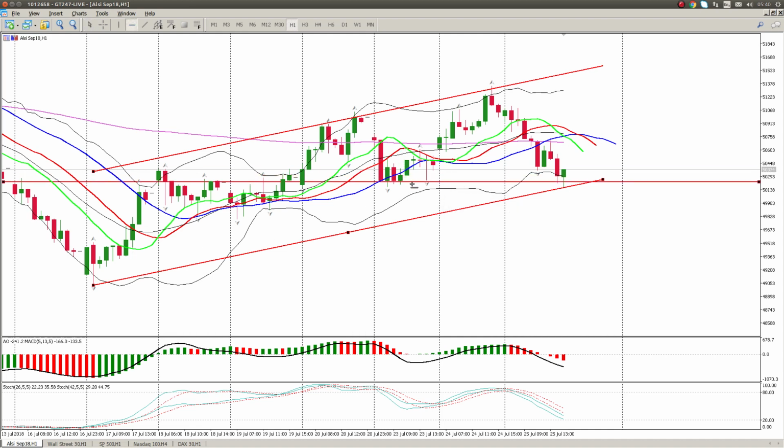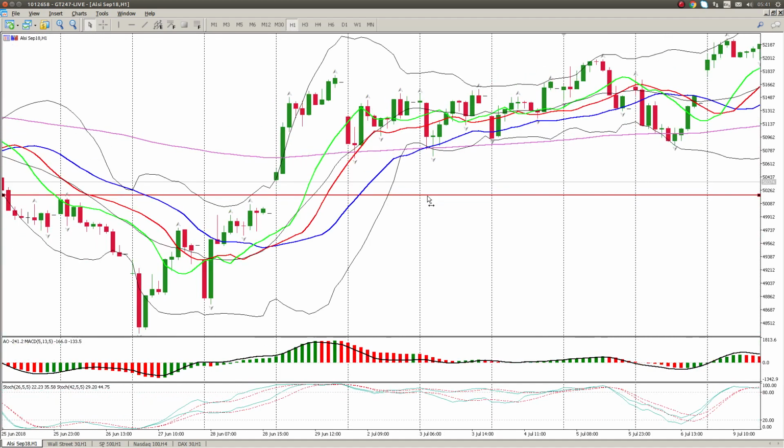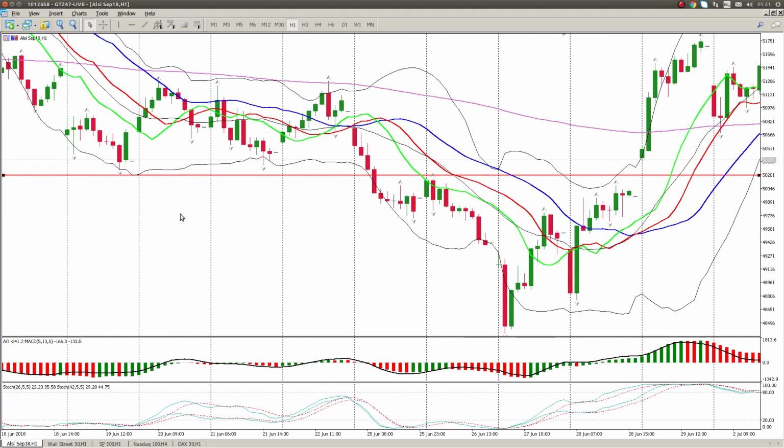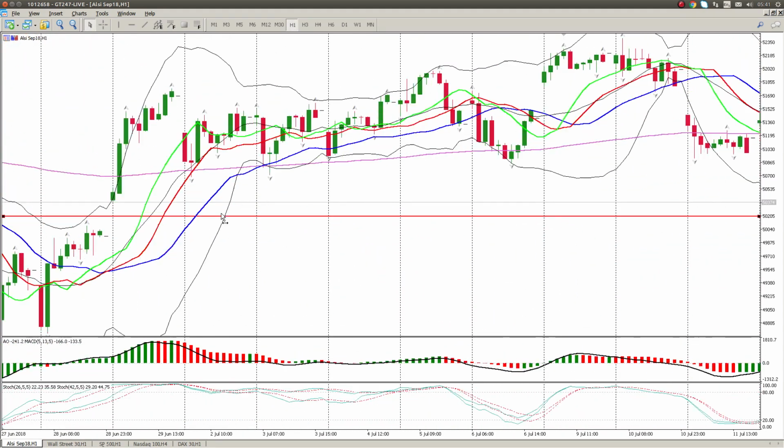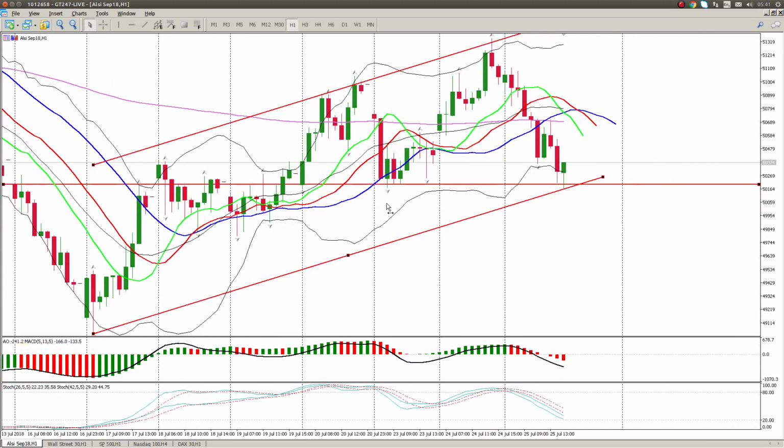We then also found support here, and if I look to the left, it's actually quite a big level. Okay, so that's what we can see at the moment. And if you look at the hourly pattern here, we've got an inside bar, a pullback, a second move to the downside, and then another inside bar.